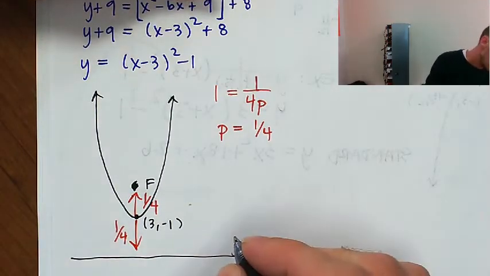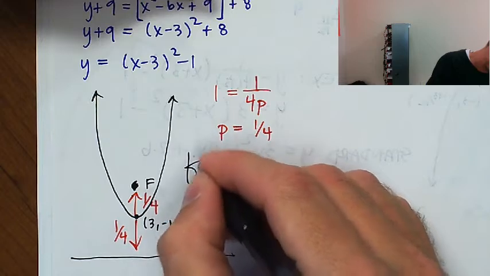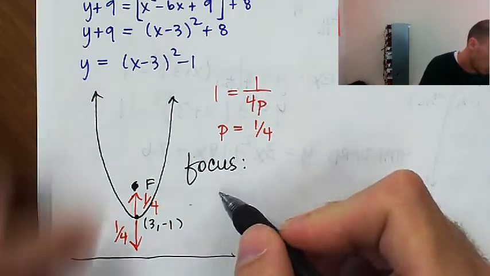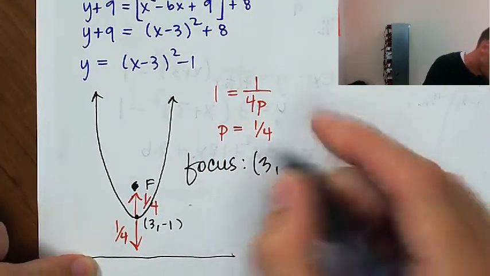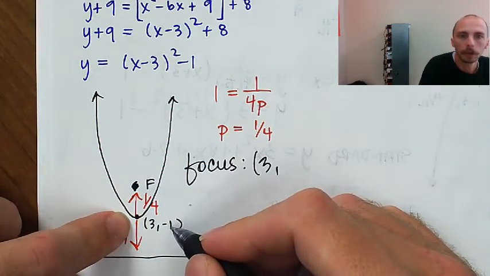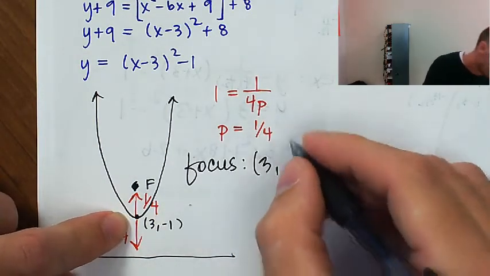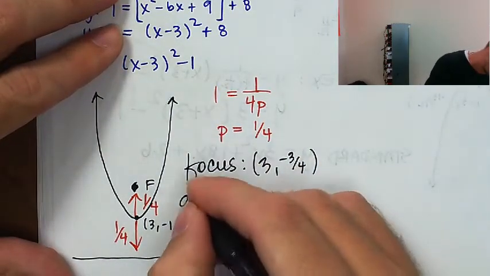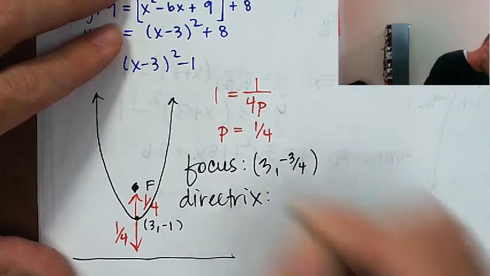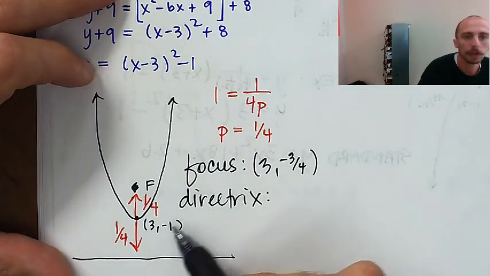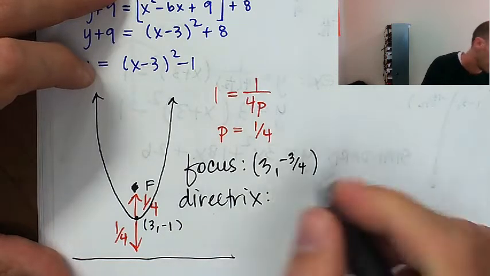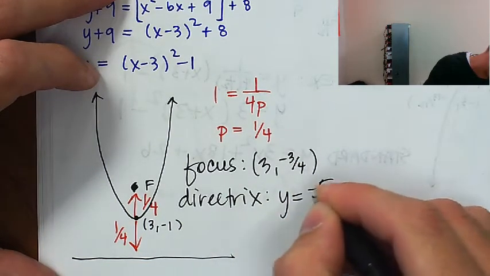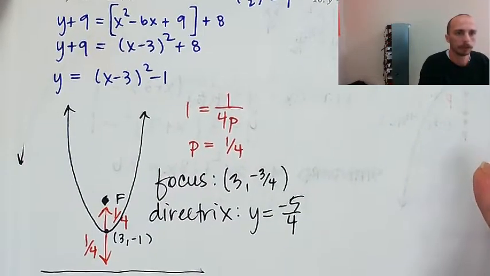There we go. All right, so the focus point is going to be, right, x will still be +3, y will be greater than -1 by 1/4. That's going to be -3/4. And then the directrix, thinking, okay, it's going to be below y equals -1 by 1/4. You could say y equals -1.25, or you could say y equals -5/4. Either way, doesn't matter. But that's all for that one.